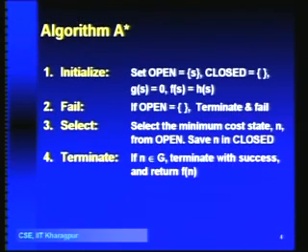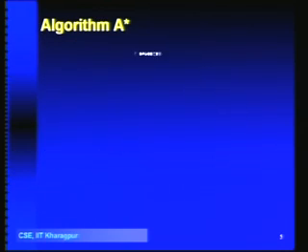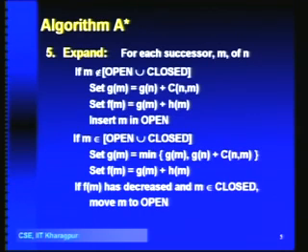Should I bring this back again? Is it okay? All right. So, let us go to the expand step. For each successor m of n, if m does not belong to open or closed, which means that this is the first time that we are visiting the node, then we set Gm to be Gn plus Cnm.